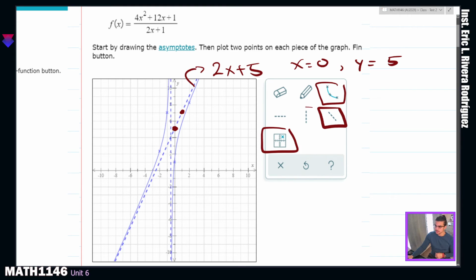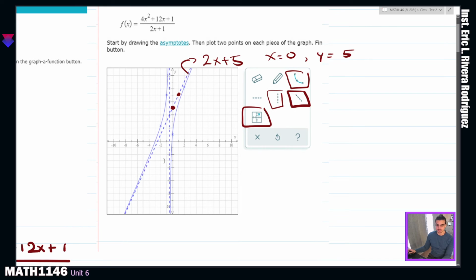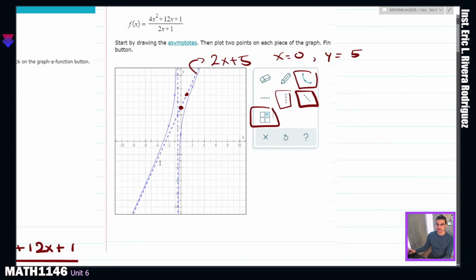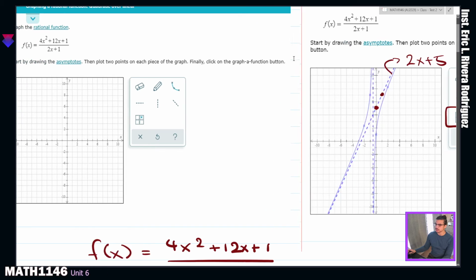Also, you need to use this tool to do the vertical asymptote. Okay. Any question on this one? All right.